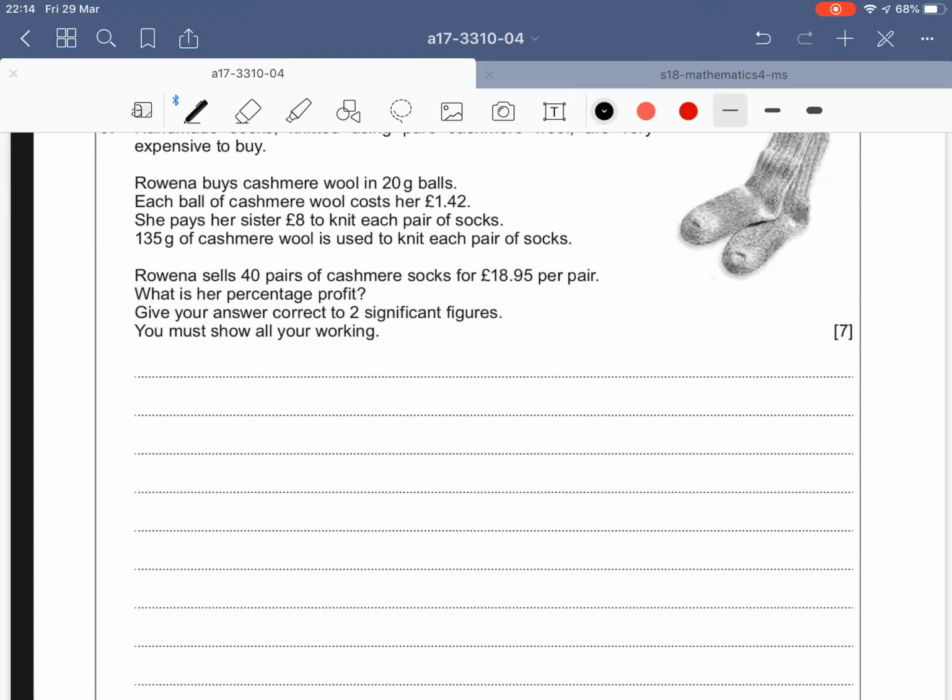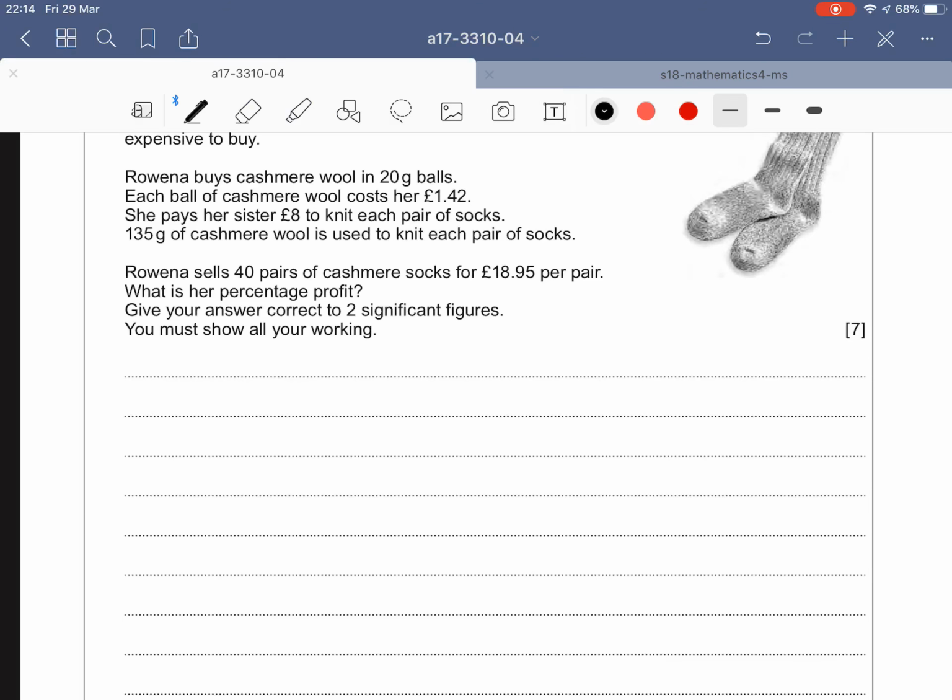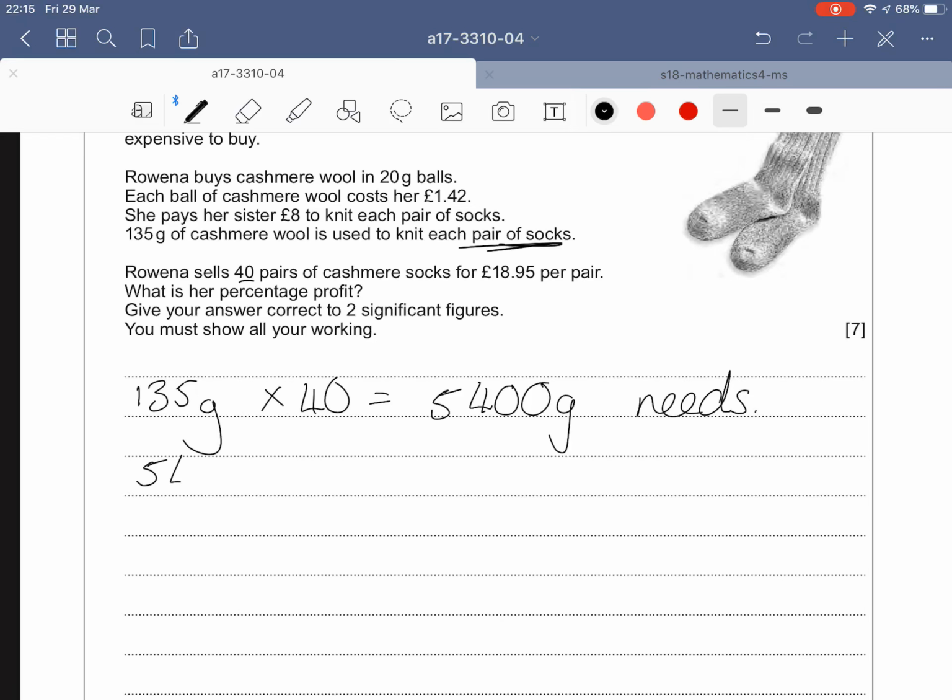So, she needs 165 grams of wool to make each pair of socks. She makes 40 socks. So let's see how much wool she needs. She needs 5,400 grams. Okay, so that's how much wool she needs. And if they sell it in 20-gram balls, now we need to know how many balls she needs. So if we divide that by our 20 grams, we can see that she needs 270 balls of wool.